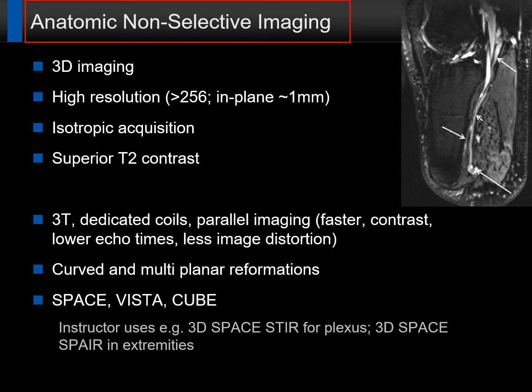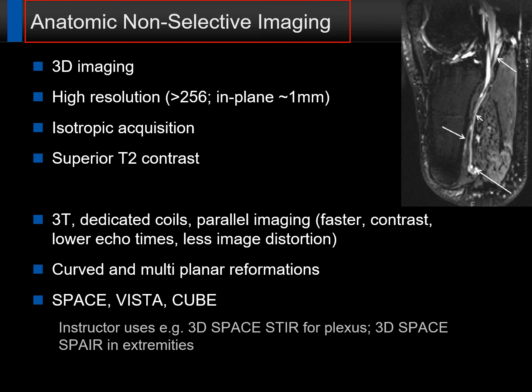Let's go to the imaging part. For didactic purposes, I always distinguish between these anatomic non-selective imaging sequences and so-called selective imaging sequences. These non-selective imaging sequences are basically normal T1, T2 fast-spin echo sequences, maybe even 3D sequences like the SPACE, VISTA, or CUBE, as it is written down here. They have in common that they provide the best resolution possible, and they should be, whenever possible, acquired in an isotropic acquisition, so that you can do multiplanar reconstructions afterwards if needed.